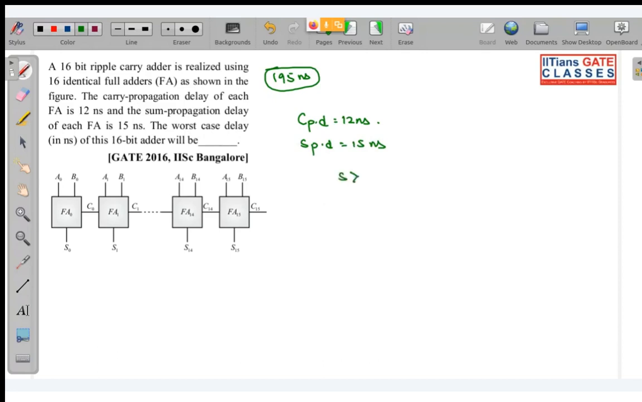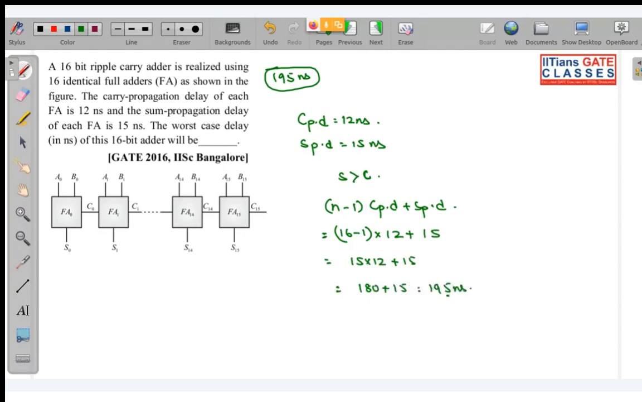As the sum propagation delay is greater than the carry, your formula will be n minus 1 into CPD plus SPD. So this will be 16 minus 1 into 12 plus 15. So that is 15 into 12 plus 15. So 15 into 12 is 180 plus 15. So that is 195 nanoseconds. So 195 nanoseconds is your correct answer. Okay, 195 nanoseconds is the correct answer.